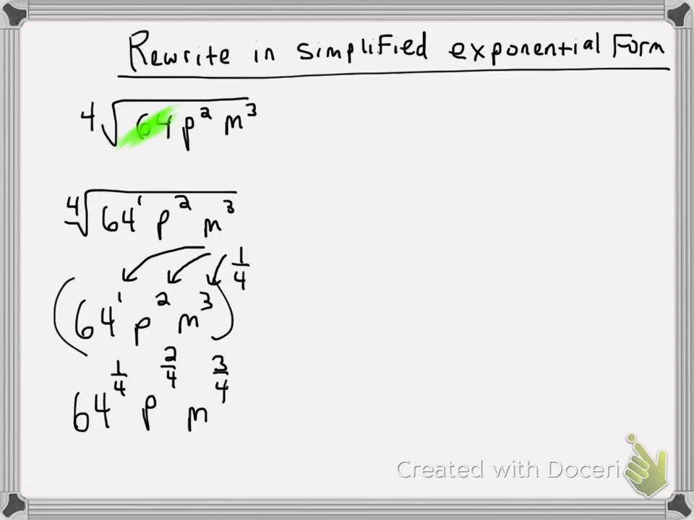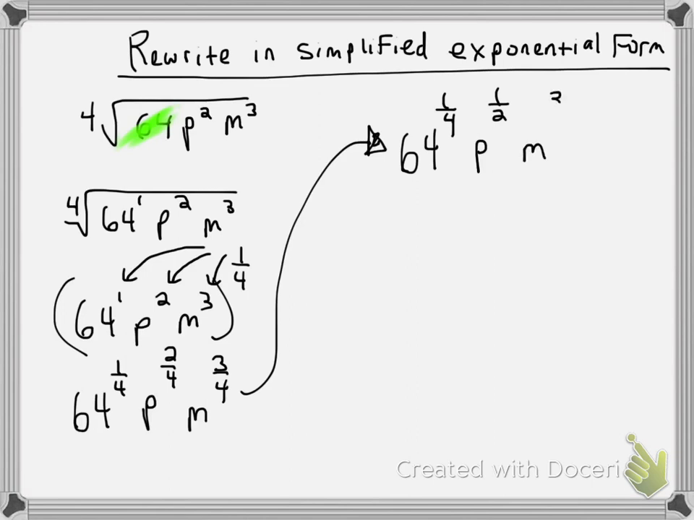All right, so now at this point, once we have all our rational exponents, we need to try and simplify any that we can. So you can see that 2 divided by 4, 2/4, can actually be reduced. So we're going to write this as 64 to the 1/4, p to the 1/2, and then m to the 3/4.